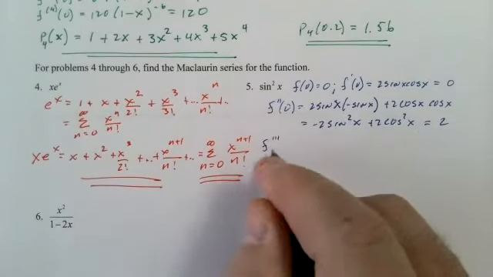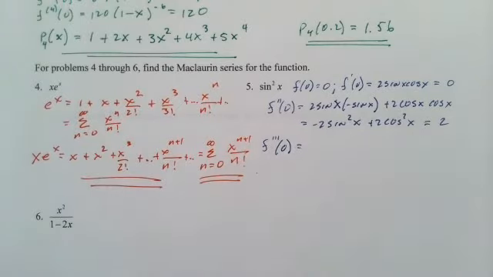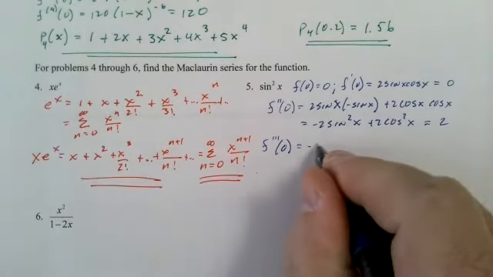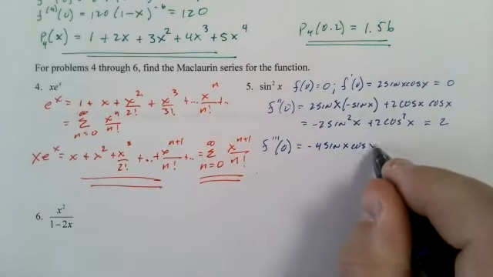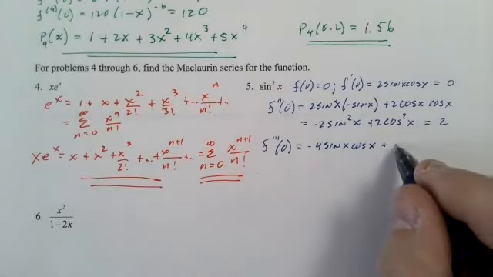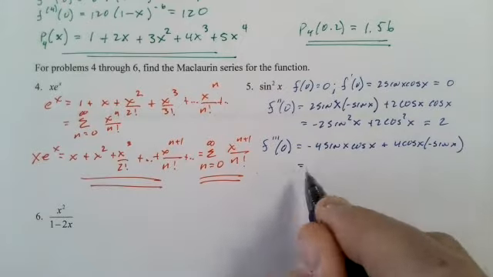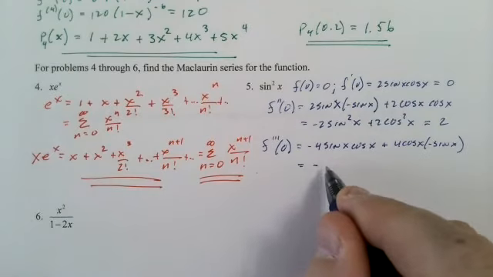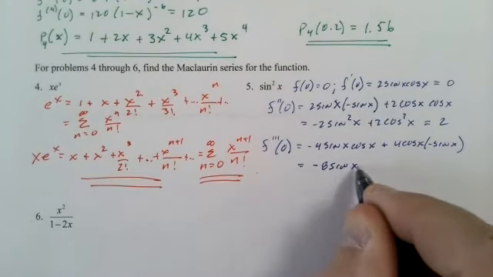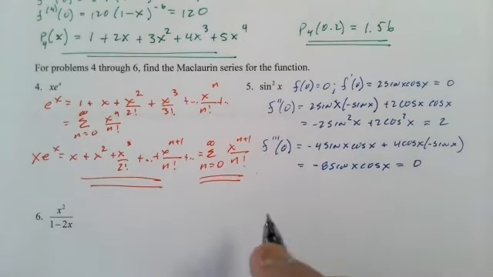F triple prime of 0. I am shortcutting after you blast it all out with your two chain rules here. I won't shortcut it, I'll write it out. Negative 4 sine of x cosine of x plus 4 cosine of x negative sine of x equals negative 8 sine of x cosine of x. Plug in 0, we get 0.